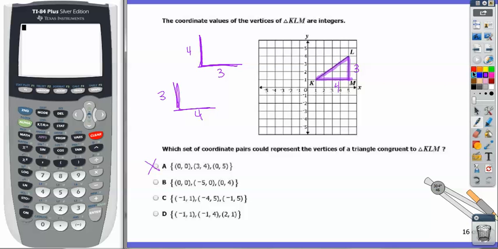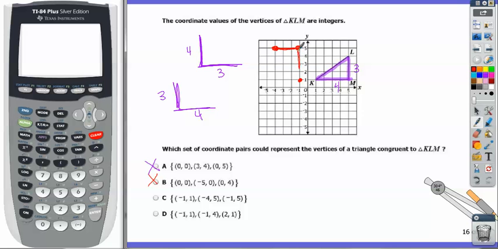So let's look at the next one. I have (0, 0), (-5, 0), and (0, 4). Now at least I'm dealing with that 90-degree angle. This looks way bigger, doesn't it? 1, 2, 3, 4, and 5. Those numbers don't match. I'm looking for things to match. So let's look at the next answer choice. (-1, 1), (-4, 5), (-1, 5).